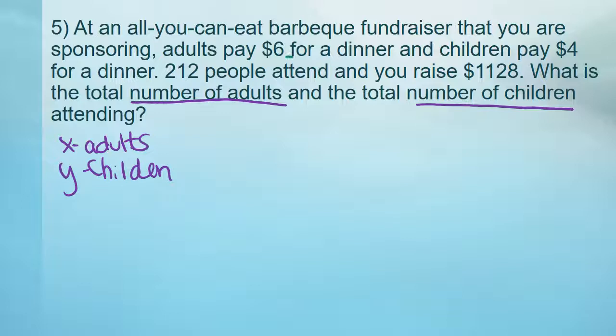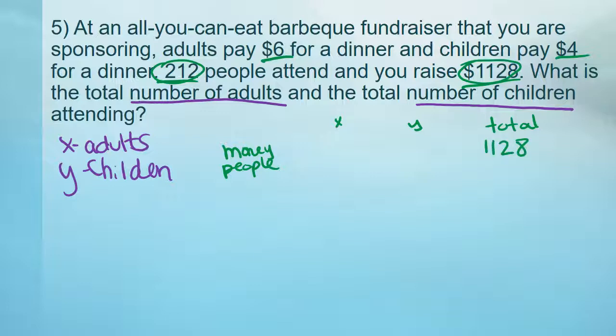Let's underline all our numbers. I've got a 6, a 4, a 212, a 1,128. When I look at those numbers, some of them are money, some of them are people. So I know I'm going to have a money equation and a people equation. And I know I'm going to have totals and X's and Y's. So in this case, now let's circle which numbers are our totals. 212 and 1,128 are our totals. 1,128 is our money total. 212 is our people total.